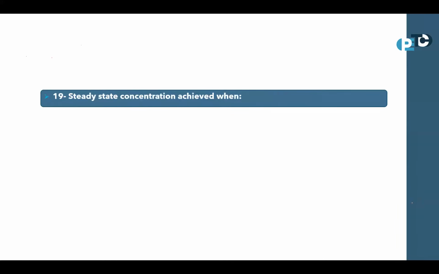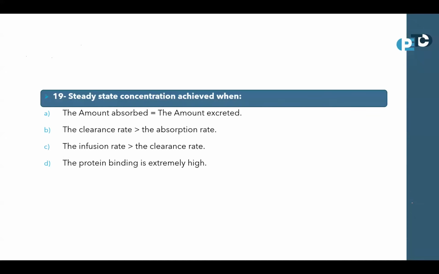Steady state concentration is achieved when the amount absorbed equals the amount excreted, or when the clearance rate is more than the absorption rate, or the infusion rate is more than the clearance rate, or the protein binding is extremely high. Of course, it is achieved when there is a balance between the rate of absorption and the rate of excretion. So finally, the concentration in the blood becomes stable.